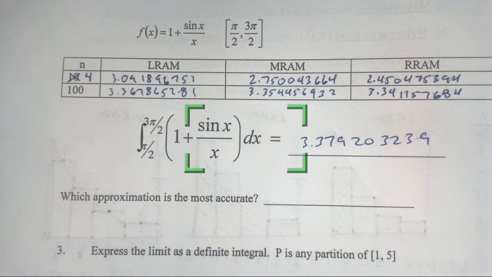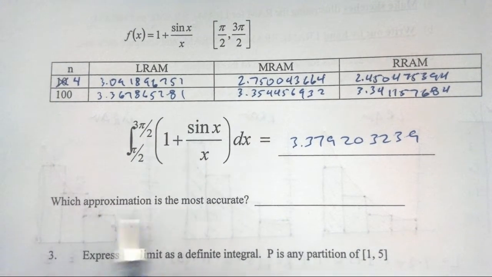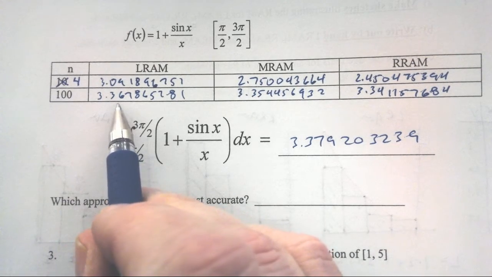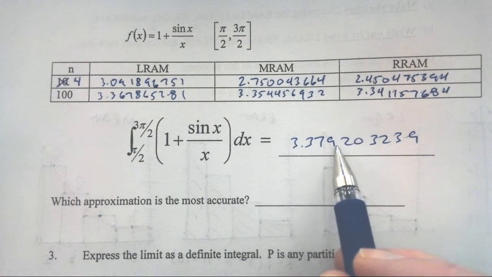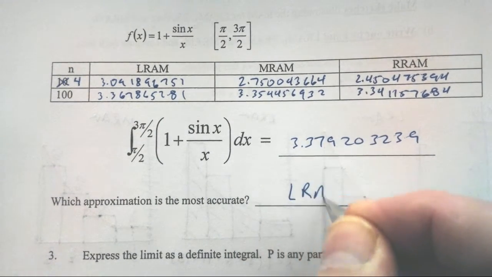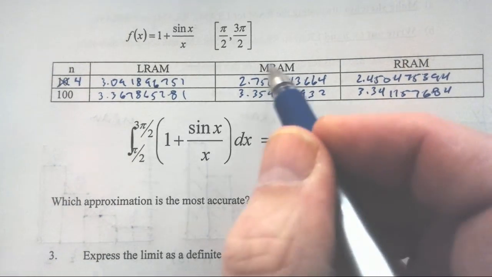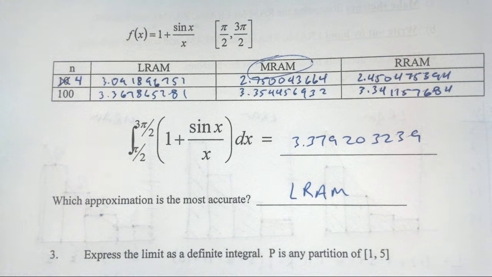And we'll lock in our zoom here for a second on my awesome hover cam. Which approximation is most accurate? Well, which one's closest? Here I have 3.367. That's about 0.012 away. This is further away. This is further away. Wow, LRAM. And we talked earlier, we would expect probably most times for MRAM to be our best, but apparently LRAM in this case is a better choice.